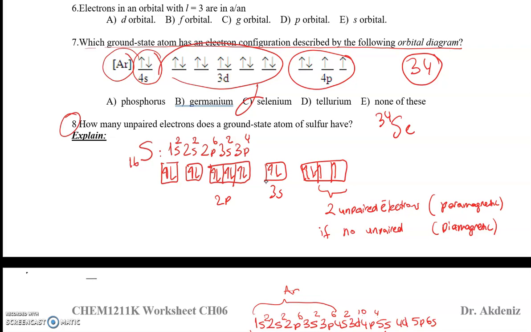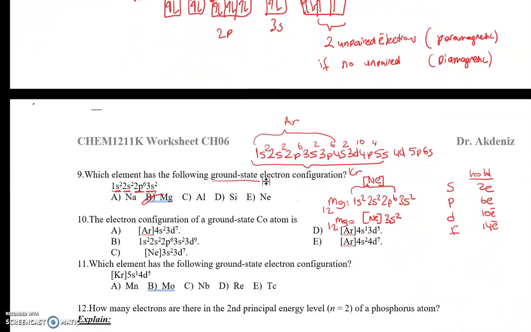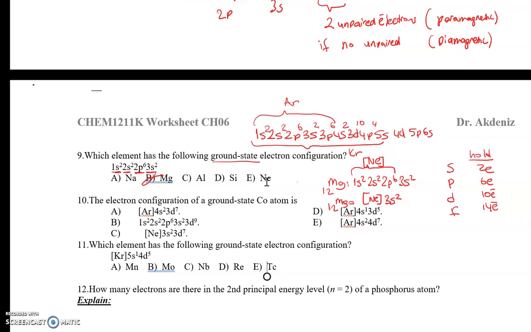If no unpaired, diamagnetic. So we are done with 7, we are done with 8, we did 9. Let's talk about 10. Here we got cobalt. It's asking the electron configuration of ground state cobalt, and cobalt has 27 on the periodic table. What I'm going to do is write the configurations, which is on right here.